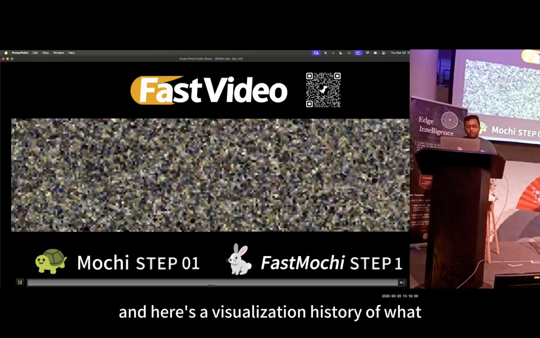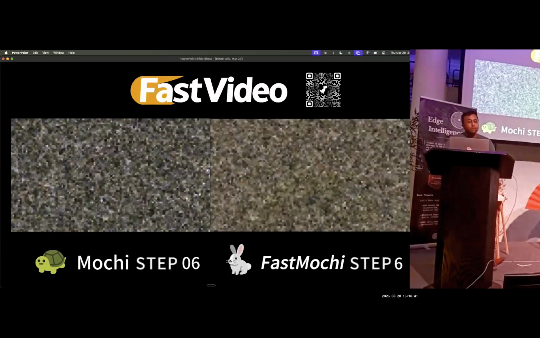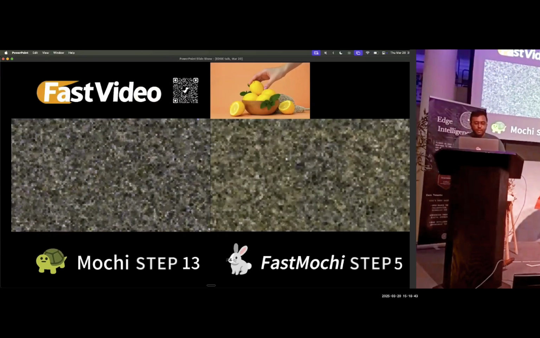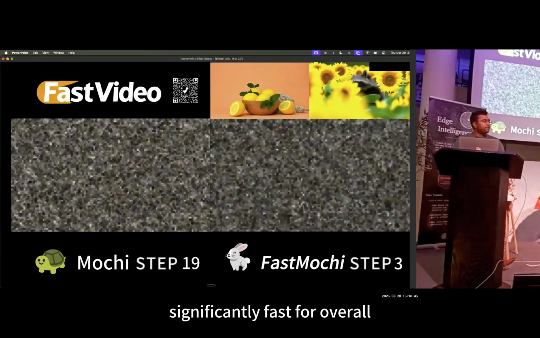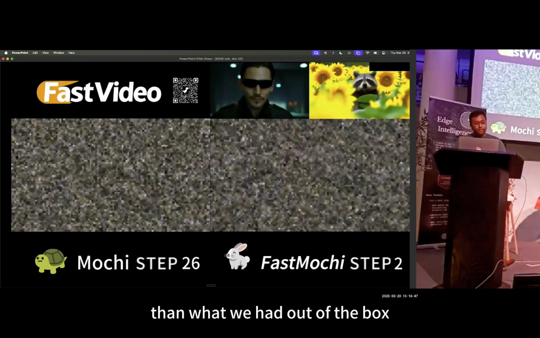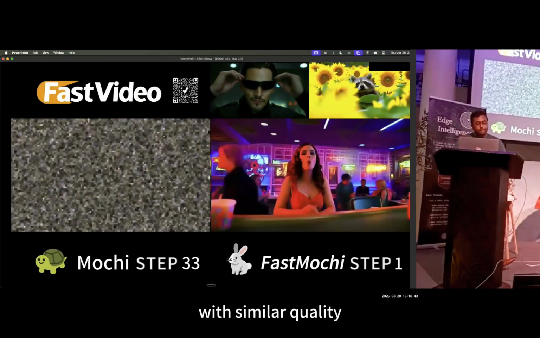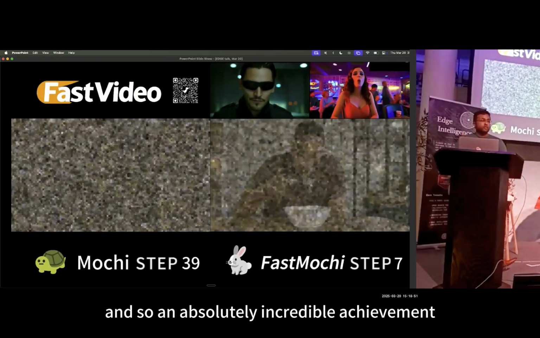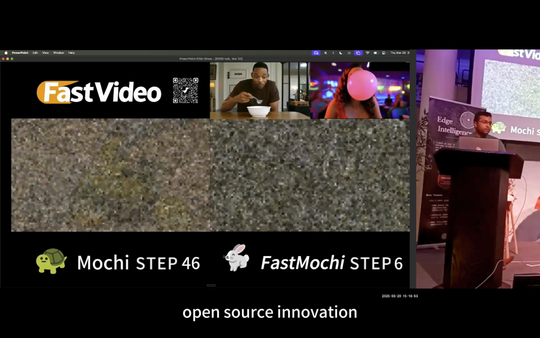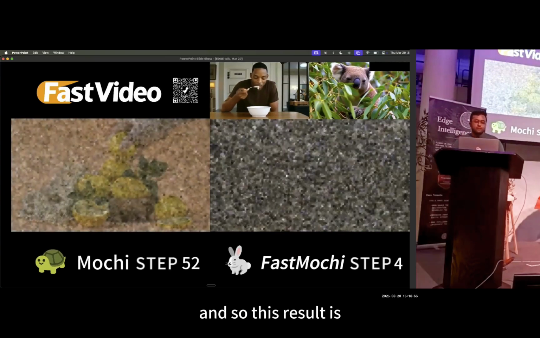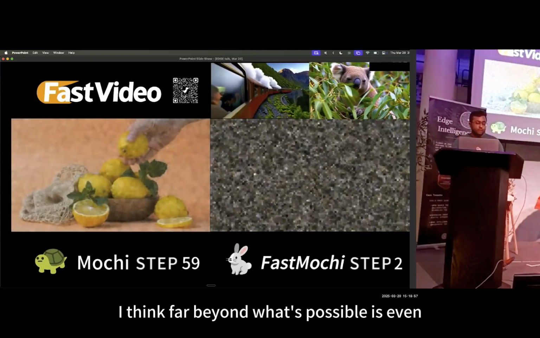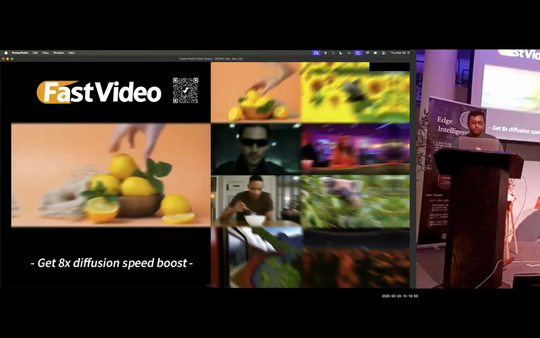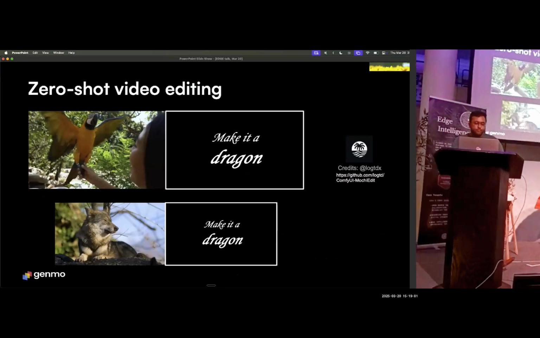And here's a visualization of what this ends up looking like. It's significantly faster overall than what we had out of the box, with similar quality. An absolutely incredible achievement that was only possible through open source innovation. And so this result is, I think, far beyond what's possible with even closed models today.